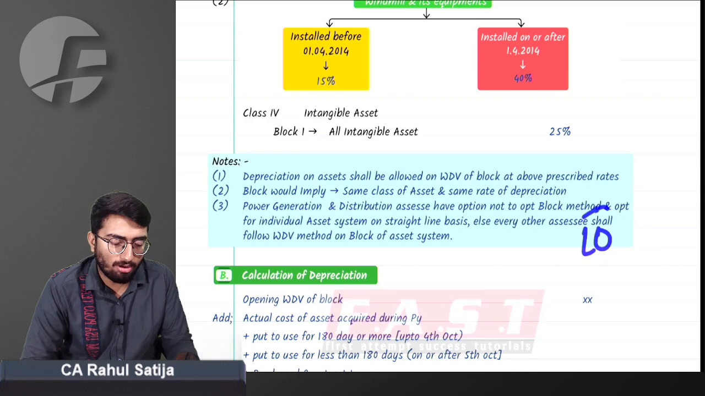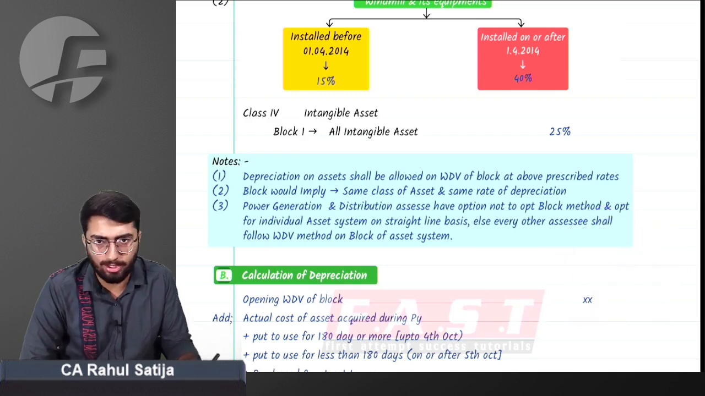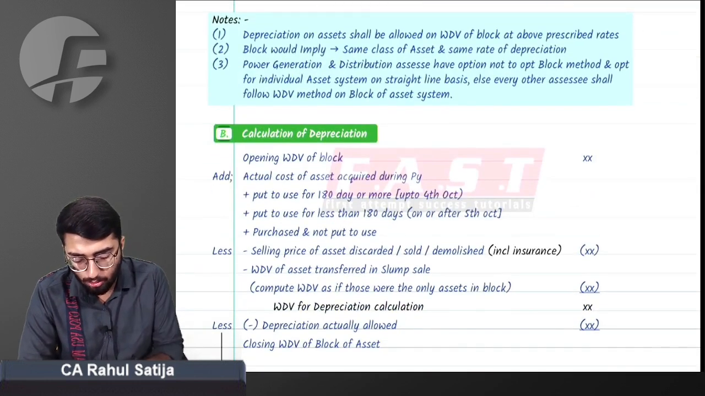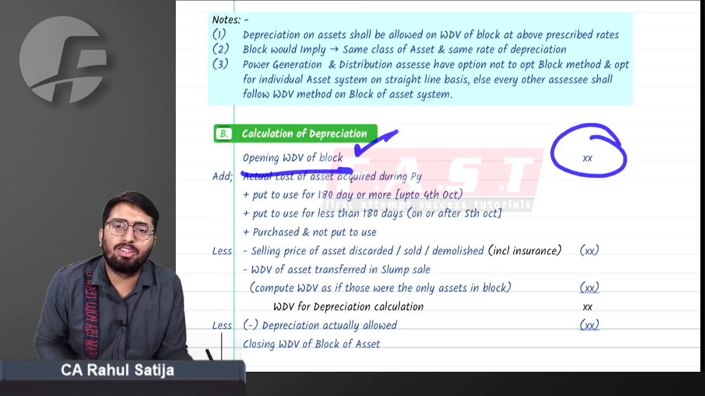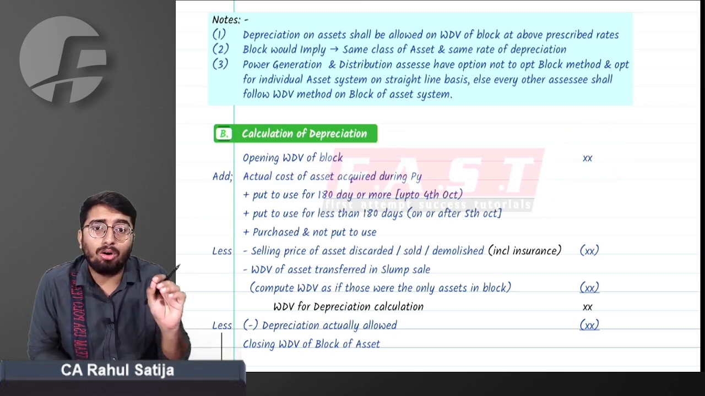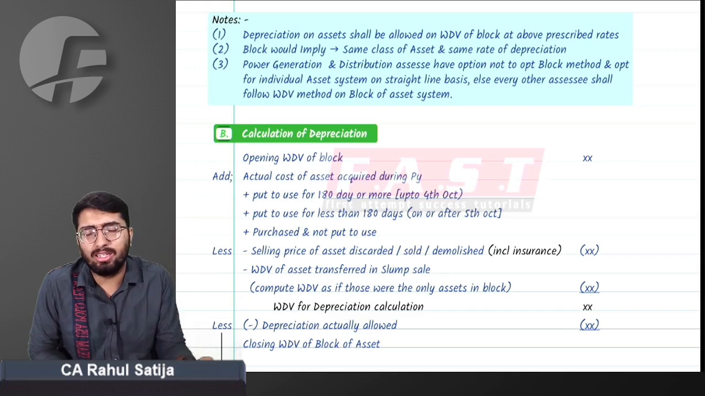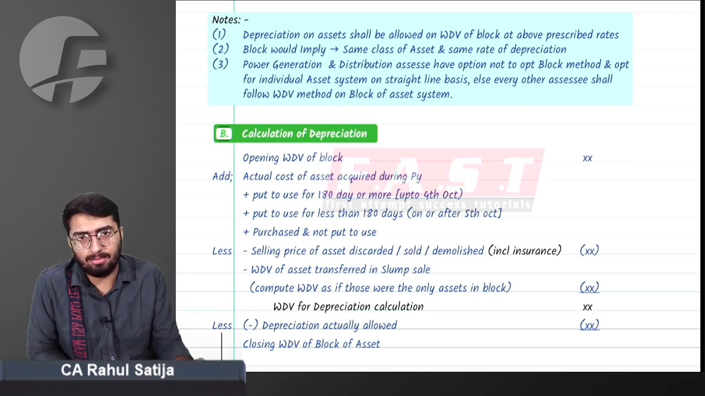If we have 10 blocks, then depreciation for all the 10 blocks will be calculated differently. I'm talking about how to calculate depreciation of a block. First of all, take the opening WDV. Then you have to add all the assets that are acquired during the year, but you have to add in 3 stages.